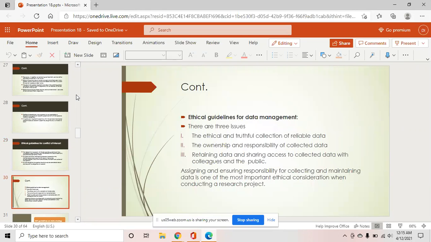Ethical guidelines for data management. There are three issues: the ethical and truthful collection of reliable data, the ownership and responsibility of collected data, retaining data and sharing access to collected data with colleagues and the public. Assigning and ensuring responsibility for collecting and maintaining data is one of the most important ethical considerations when conducting a research project.